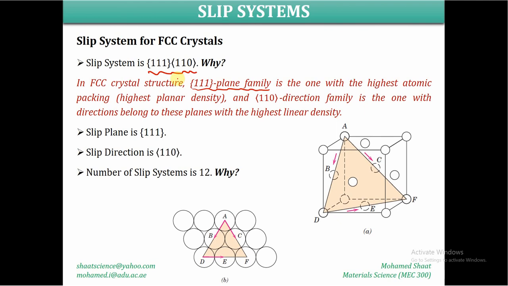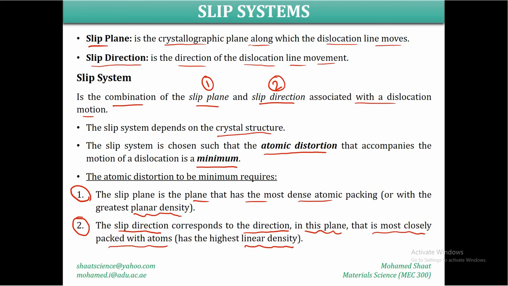So this indicates that the slip system is not only one single plane or one single direction. No, it could be a family of planes and a family of directions, because, as I said, all of these directions and all of these planes are the ones with the largest planar density and largest linear density, as we define the conditions for identifying the slip system for any crystal structure.